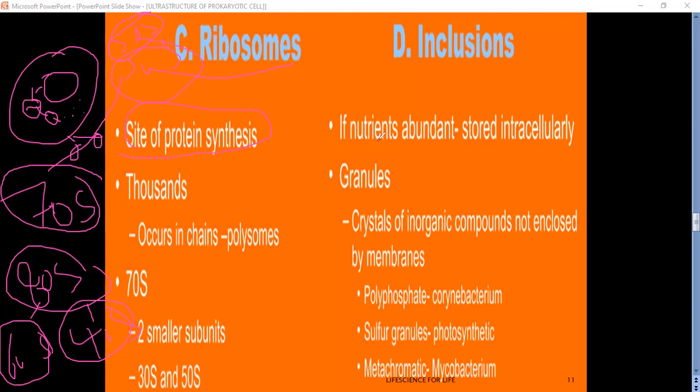And additionally, they have some inclusions to store food material. Different bacteria store their food materials in the form of different inclusions. If nutrients are abundant, they are stored intracellularly as granules, and crystals of inorganic compounds not enclosed by membranes. What are the stored materials? Polyphosphate in Corynebacterium, sulfur granules in photosynthetic bacteria, and metachromatic granules in mycobacterium.